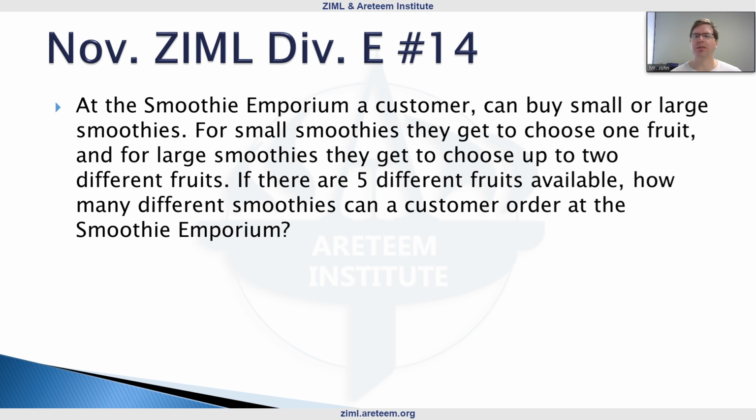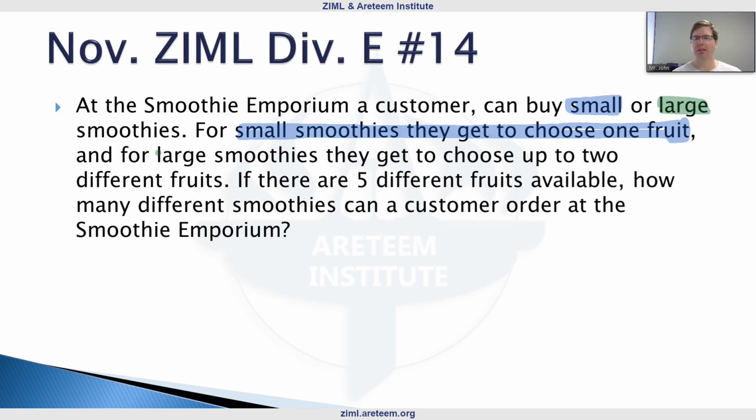As we start reading the problem: at the Smoothie Emporium, a customer can buy a small or large smoothie. I want to start highlighting that right away. One possibility is a small. Do they give us information about small? For small smoothies, they get to choose one fruit. And for large smoothies, they get to choose up to two fruits.